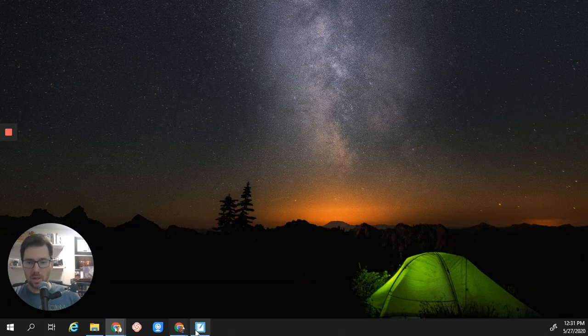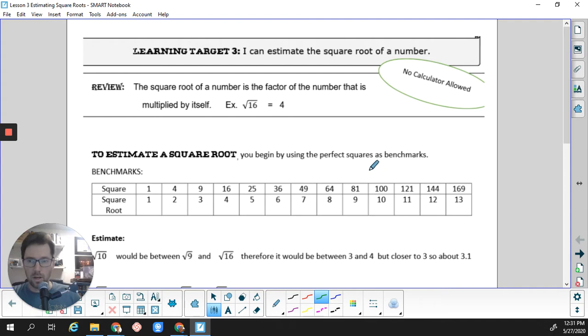So let's pull up right here. If we are looking for the square root of a number, it's the factor of the number that's multiplied by itself. So the square root of 16 is 4 because 4 times 4 equals 16. We're going to be on a roll for neat penmanship today. We'll see how it goes.